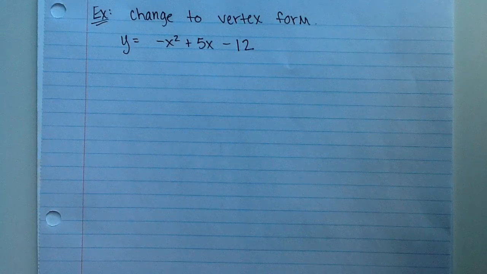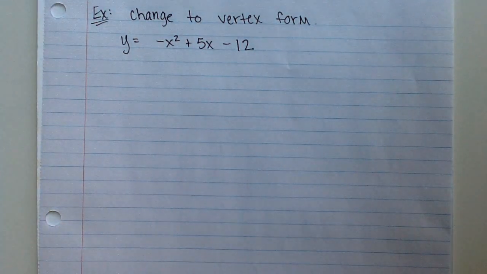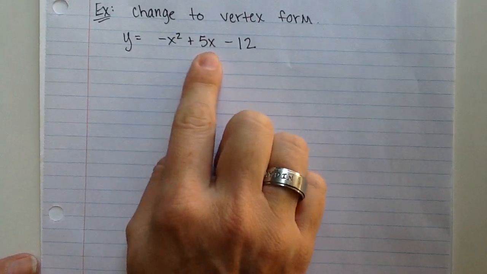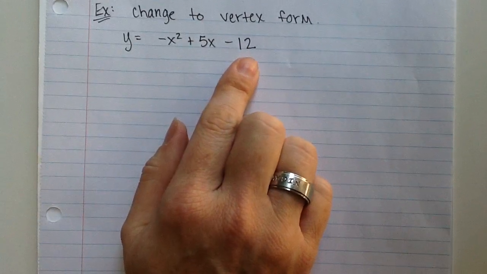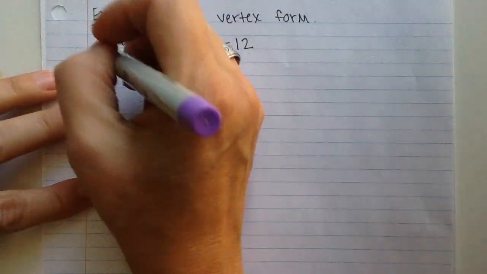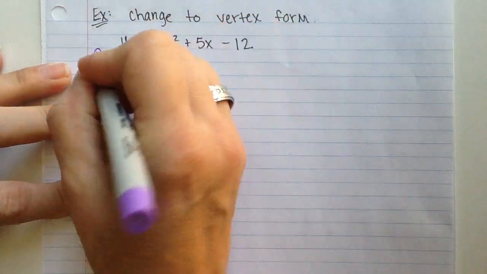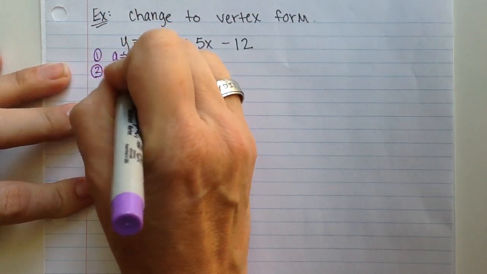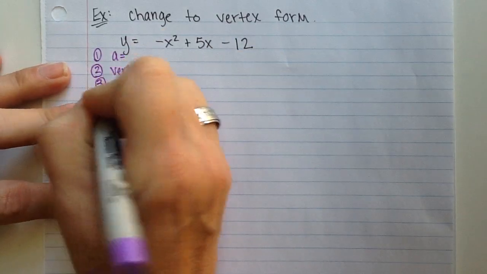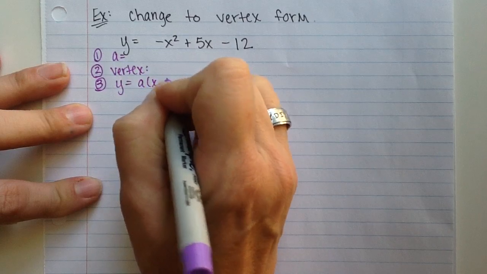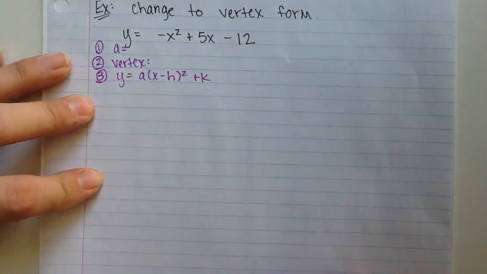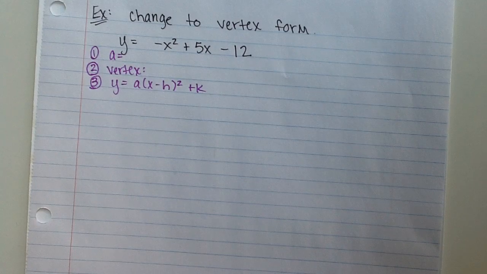As promised, we are going to practice changing to vertex form again. So we are going to change this quadratic function in standard form into a quadratic function in vertex form. So y equals negative x squared plus 5x minus 12. Now remember our steps. Step 1, we had to say what a equals. Step 2, we had to find the vertex. And then step 3, we do y equals a times (x minus h) squared plus k. So we're going to go through all those steps for this function.